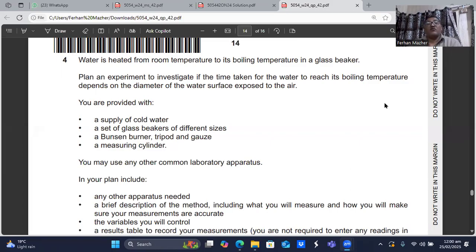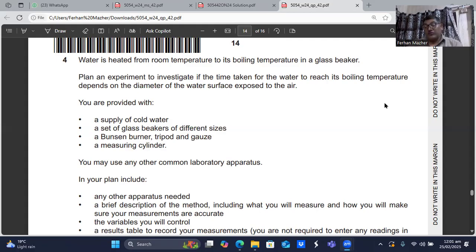Water is heated from room temperature to its boiling temperature in a glass beaker. Plan an experiment to investigate if the time taken for the water to reach its boiling temperature depends on the diameter of the water surface exposed to the air. So, very simple. What you can do, you can take a beaker of smaller size, and you can put a certain volume of water in it, and you can note down its initial temperature, and then you can start heating it and note down how much time it takes to reach the 100 degrees centigrade temperature.